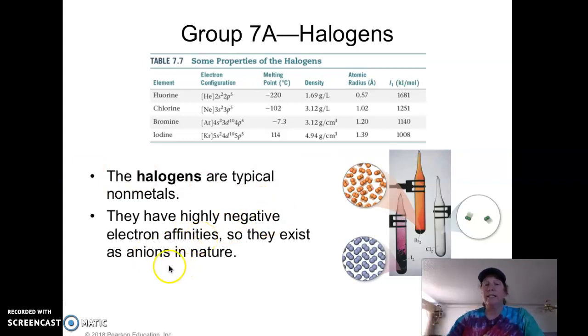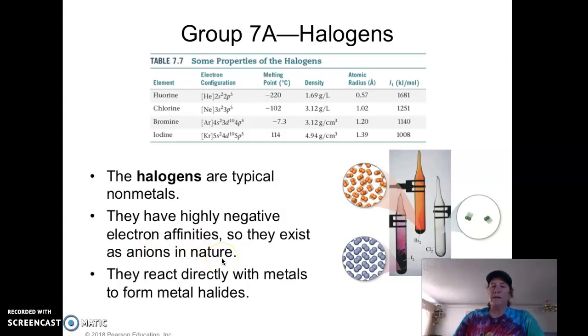Okay. They exist as anions. In other words, they exist with a negative charge. -1 is their standard charge. That's how they exist in nature. But if you put them with a metal, you're going to get metal halides, you're going to get a salt. Okay, and when I say salt, it's not just sodium chloride. It could be sodium iodide. It could be potassium bromide. Those are all considered salts. And a salt is a metal and a halogen.